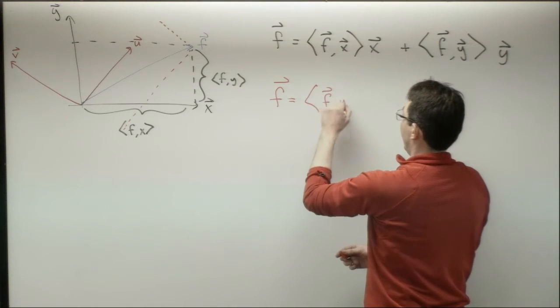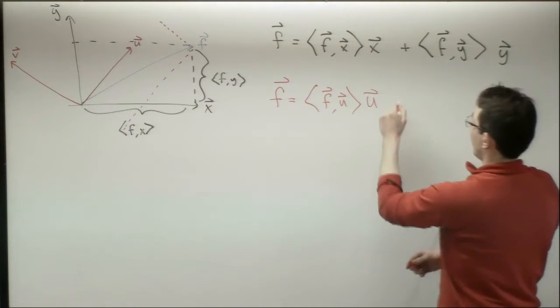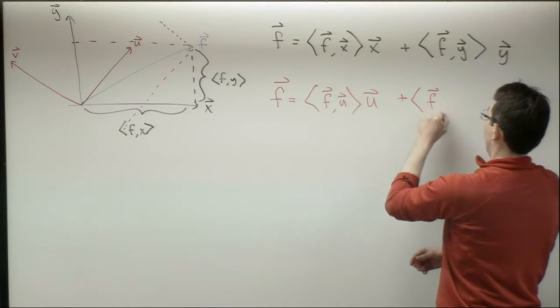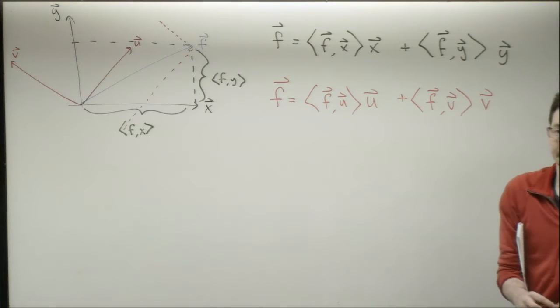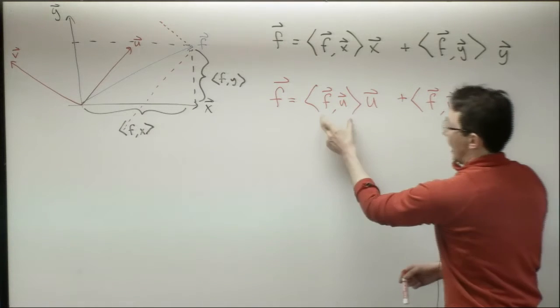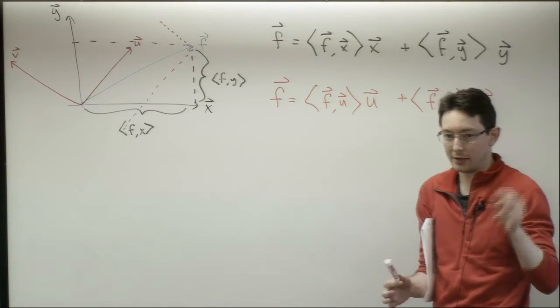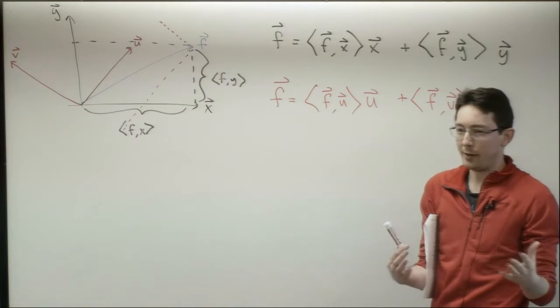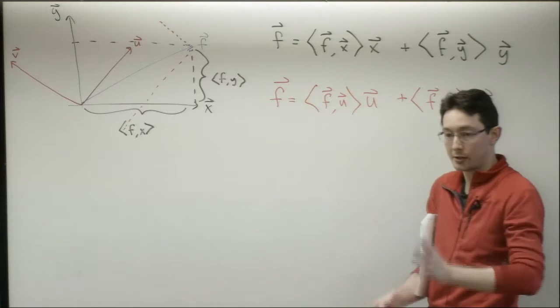F dot u, f inner product u, in the u direction, plus f dot v in the v direction. Okay, I use these brackets because sometimes it's confusing to put a dot. Like sometimes if I just put a dot between two functions, you might think I'm multiplying them. So I want to be explicit that I'm doing this fancy special inner product.